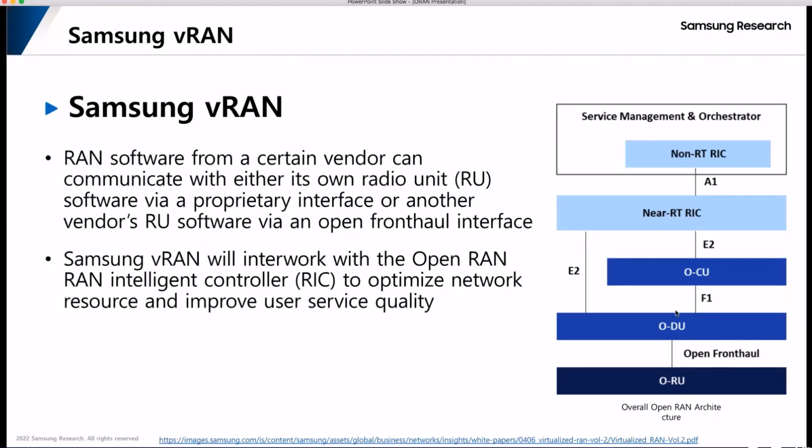And then also in this type of architecture, the RAN software from a certain vendor would be able to communicate to its own radio unit via either their own service interface or to another vendor's radio unit via the Open Front Haul interface. In addition, Samsung's vRAN is able to work with the RIC in order to optimize network resources and improve user service quality.